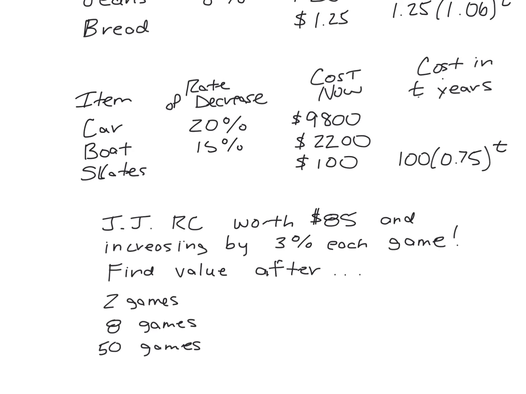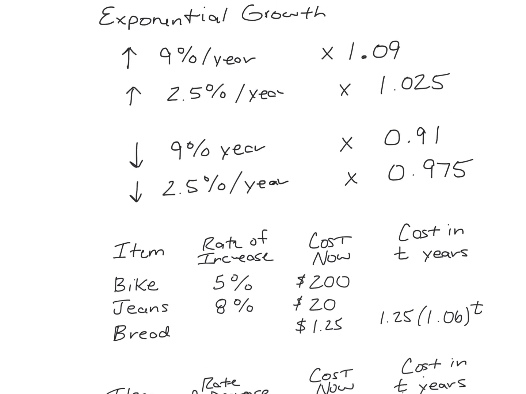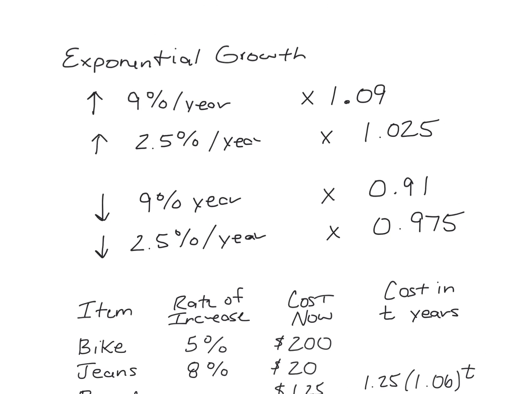The thing I want to talk about is exponential growth and decay. So when something is growing, let's say something is increasing by 9%. We're going to talk about per year, but it could be per month, per game, per second, and so on. But if you're increasing by 9%, you're going to multiply by 1.09. Why is that? If you only multiply by 0.09, you would only get what it's increasing by. So we have to add 1 to that because we want to keep the original amount that we already had.